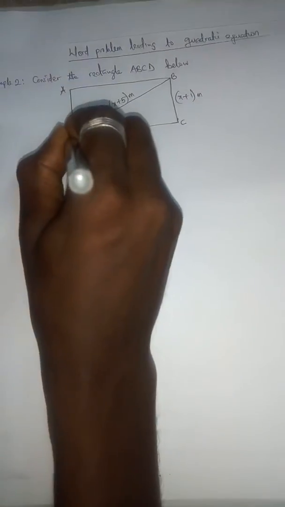So we have A, B, C, and D. In the rectangle ABCD, we have two triangles, triangle ABD and triangle BCD. This is a composite figure. We can split this into two and try to solve for what is unknown.